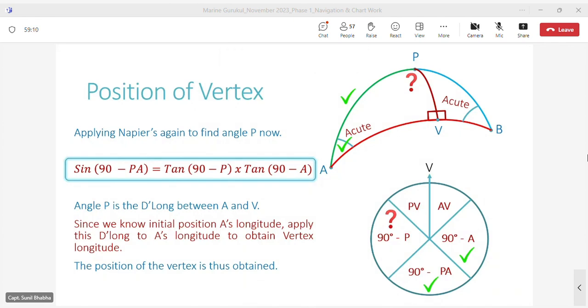Very good, beta. Great, excellent. So now we can calculate the position of the vertex. We know how to find the position of the vertex. Now I am moving to the further step. Once we know the position of the vertex, how do we now calculate the intermediate positions? So let us go into that.